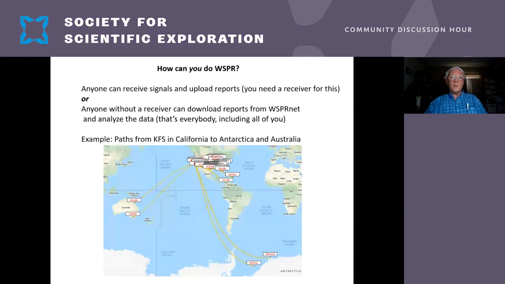But if you're somebody that doesn't even want to use a receiver, anyone without a receiver can just download reports from WSPRnet and analyze the data. And that's everybody, including all of you. You have to understand a little about what the data means. But for example, I just did this a couple days ago. I went and looked at KFS, which is a receive-only station in California in a very low noise area. It's in a state park in California.